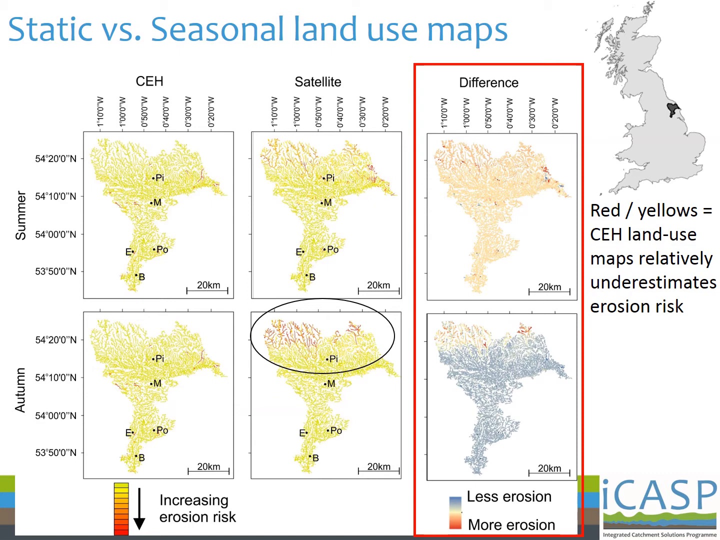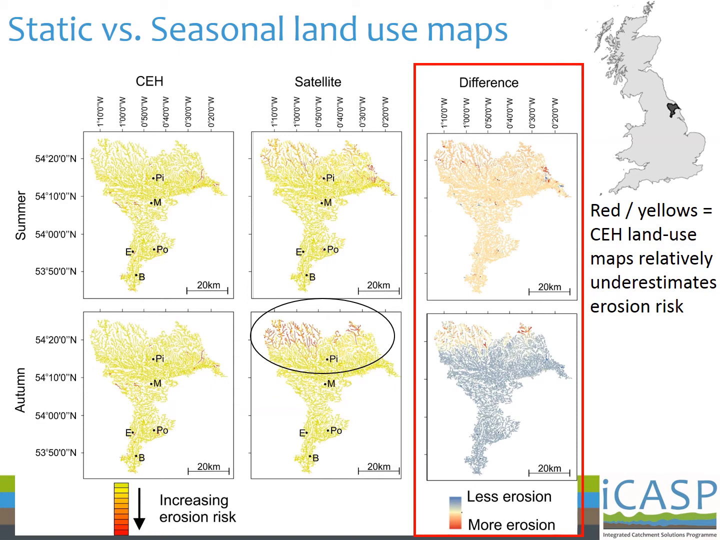SCIMAP doesn't give you absolute values, it just gives you a relative risk within the catchment. The main information here is in the red box where the difference between the CEH and satellite imagery is shown. When there's reds and oranges, the CEH maps are relatively underestimating erosion risk during that time. You can see that's quite apparent in the summer region for the whole catchment, and then in the autumn region for the upland areas.